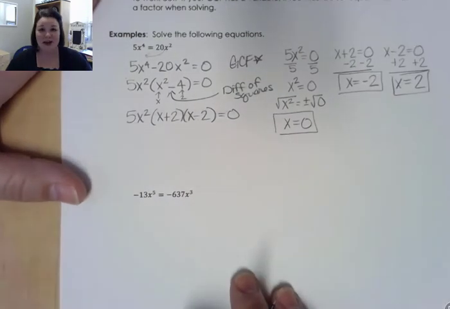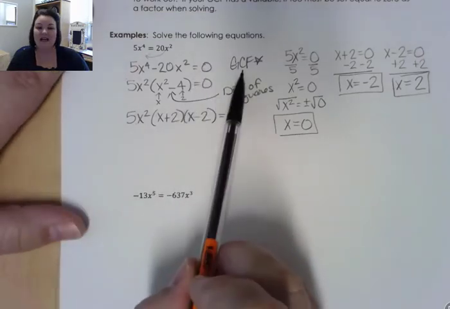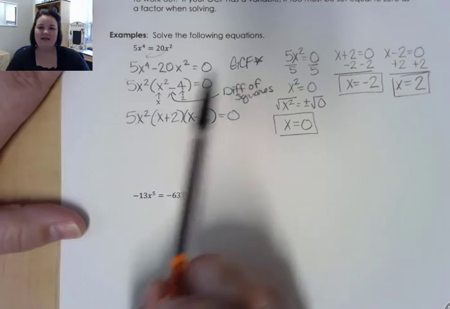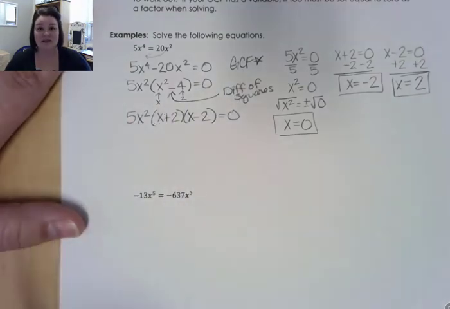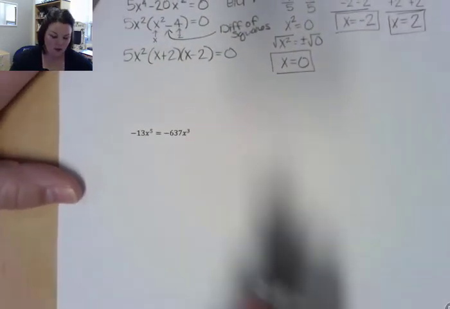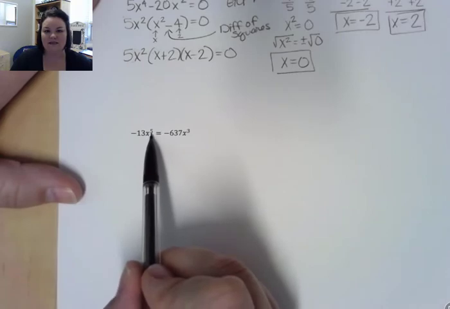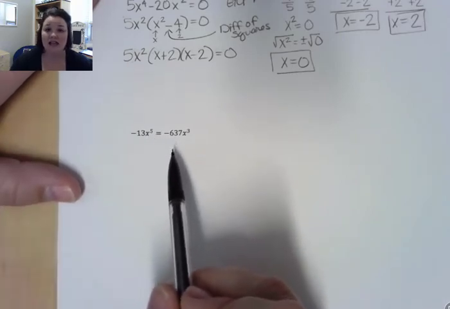Okay, so not too bad, right? Factor completely. With these higher order ones, it may just be something as simple as taking off a greatest common factor, then factoring what's left over, setting each factor equal to 0 and solving. Okay, so let's look at another one. Same idea. We have negative 13x to the 5th minus 637x cubed.